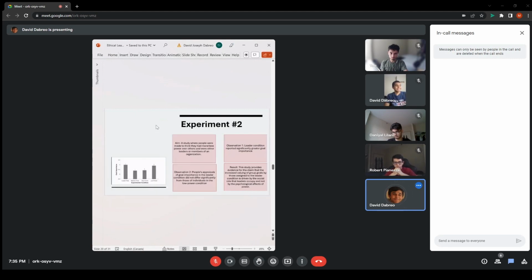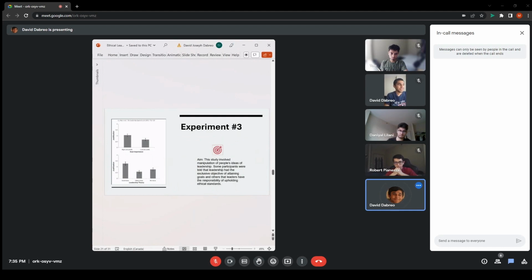The third experiment is, okay. In the third experiment, this study involved manipulating a person's idea of leadership.